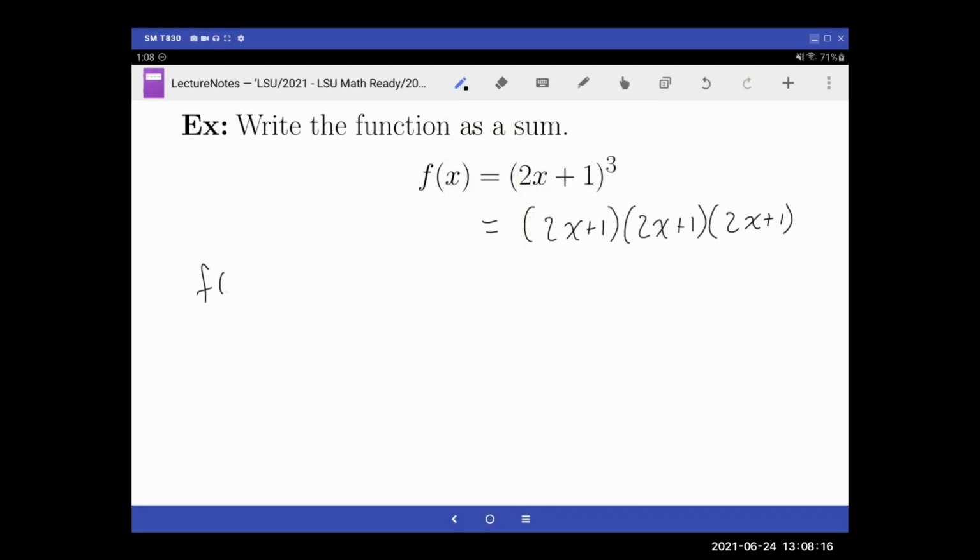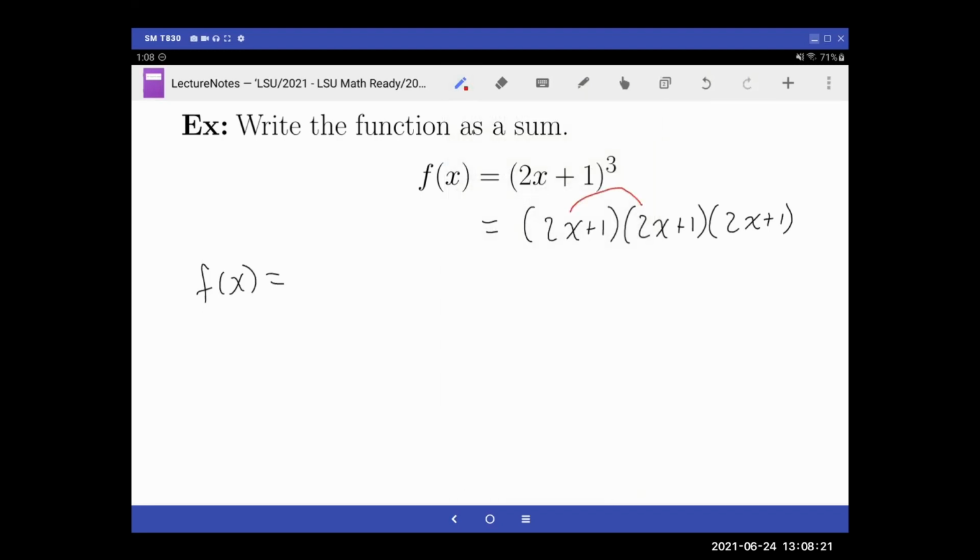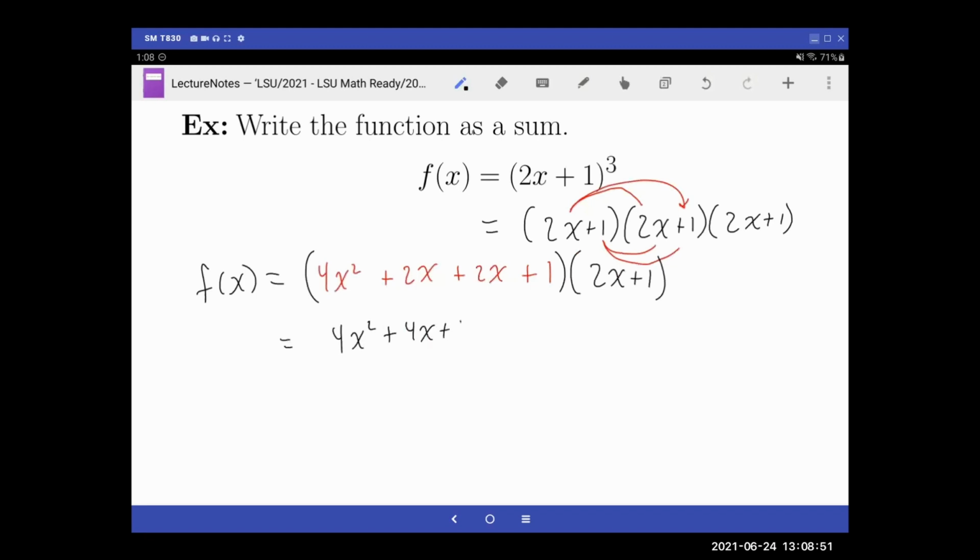I'm going to write f of x equals, and leave myself some space. 2x times 2x would be 4x squared. 2x times 1 would be 2x. 1 times 2x would be 2x. 1 times 1 would be 1. I'm going to leave the last 2x plus 1 alone for now; I'll deal with that later. If I combine my like terms, I'd have 4x squared plus 4x plus 1 times 2x plus 1.